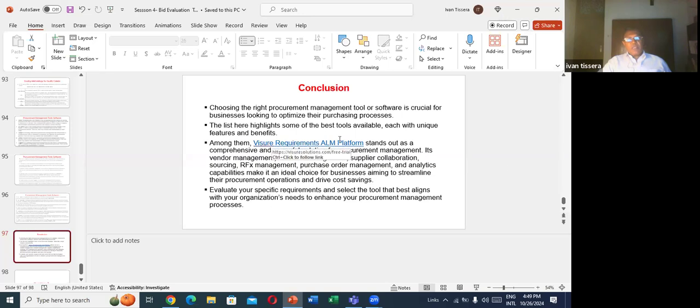Finally, choosing the right management tool or software is crucial for businesses looking to optimize their purchasing processes. The list here highlights some of the best tools available. I mean, they recommend the best tools, each with unique features and benefits. Among them, virtual requirements and alarm platform stand out as a virtue.